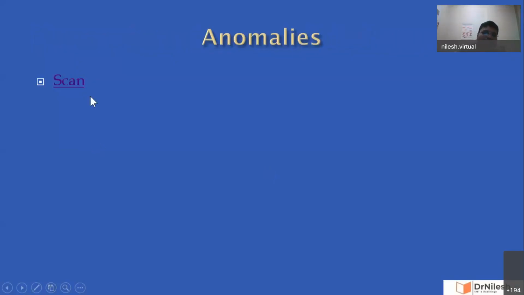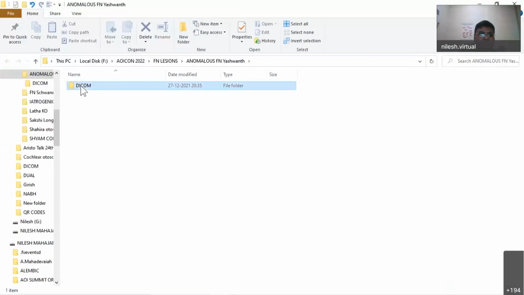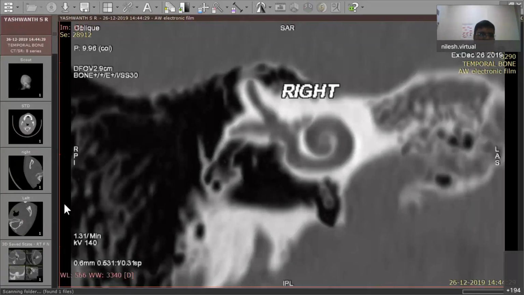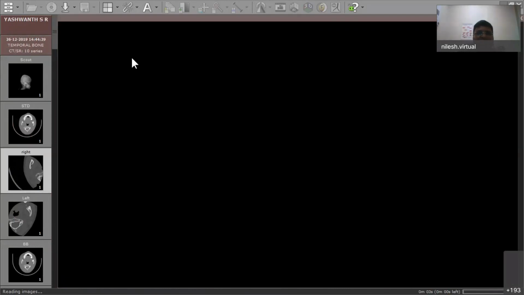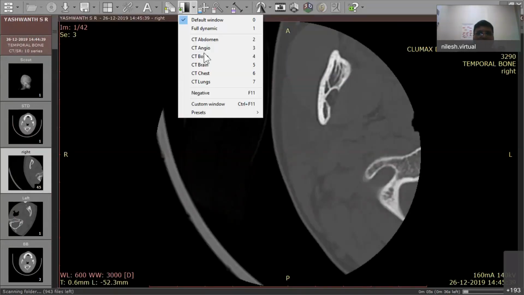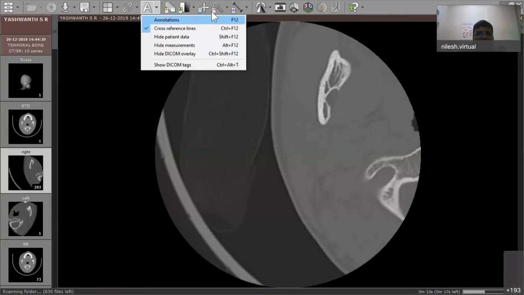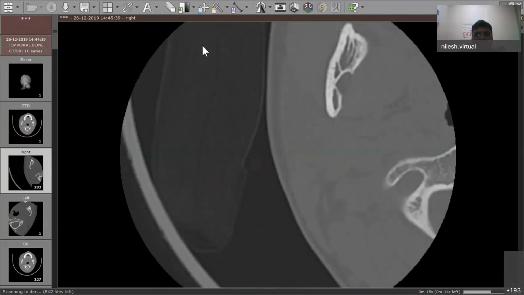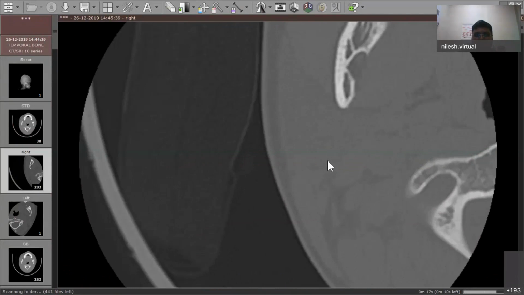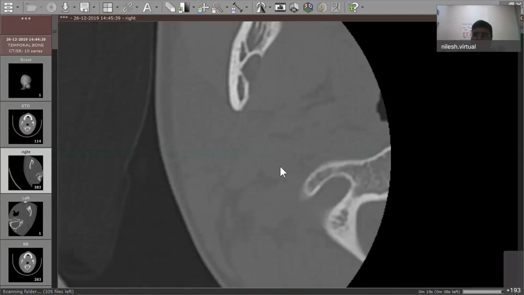Next is anomalies. If any anomalies are there, especially of the facial nerve, which can come in your way particularly when you do stapes surgeries, because in stapes surgery everything depends on the status of the facial nerve. The facial nerve should allow you to do your stapes surgery. So we'll go and find the facial nerve.